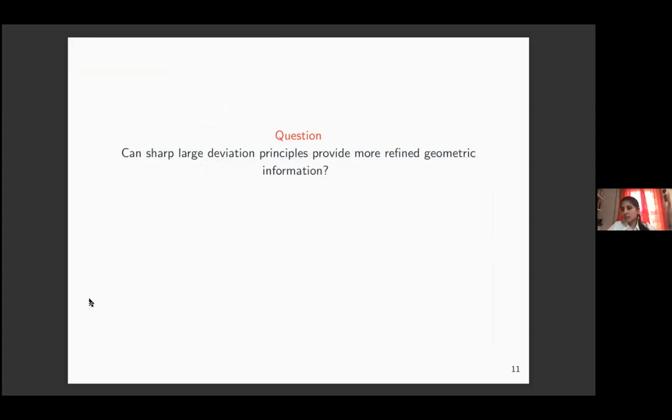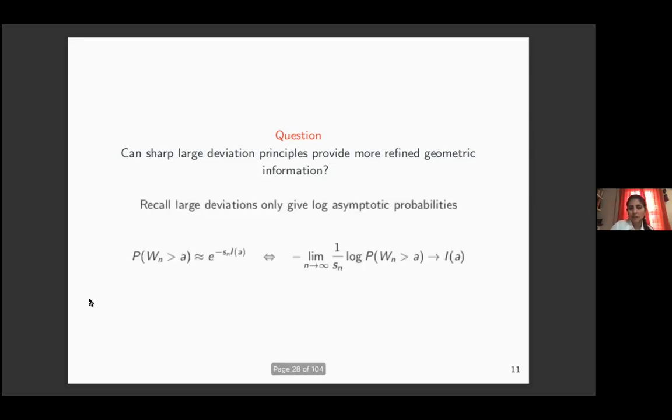But it really doesn't tell you what's in front of that exponential e to the minus n I, right? Which we will call, sometimes it's called the prefactor. So the question is, can you get more information somehow on this prefactor and provide more geometric information? Firstly, can you even get that? Because it's not obvious that you can for general bodies. And if so, is it useful?